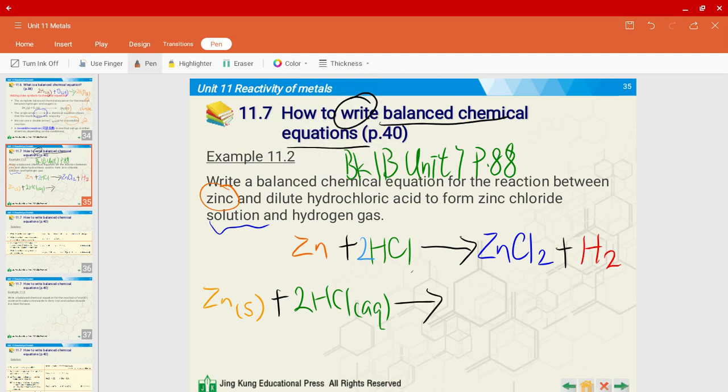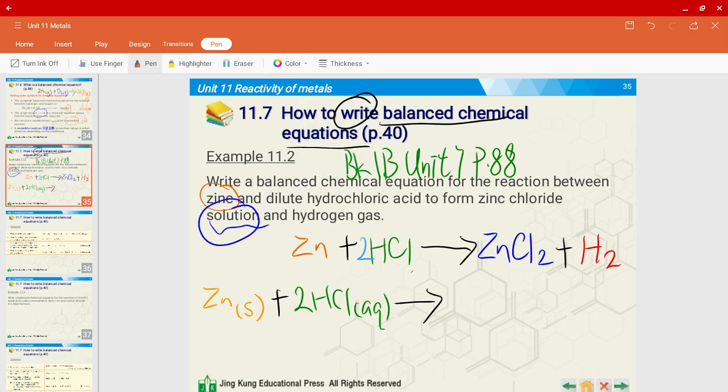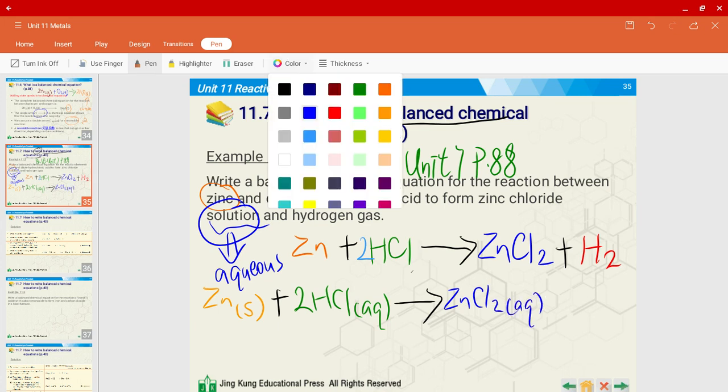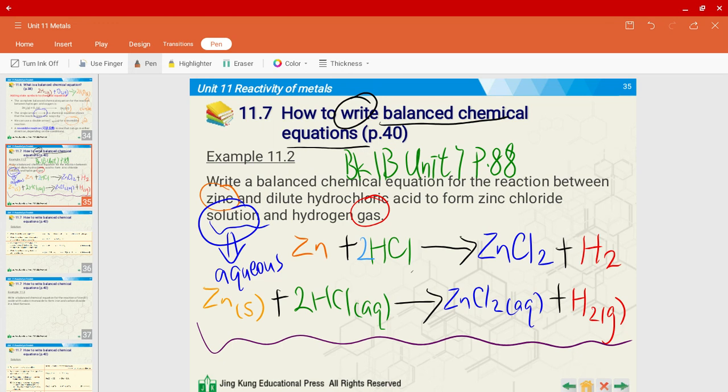And then you would get zinc chloride. Zinc chloride, because it is a solution, it means that it is aqueous. So ZnCl2, aq, and then plus hydrogen, which is of course a gas. You get hydrogen gas. All right, so this is the overall balanced chemical equation. How about that?